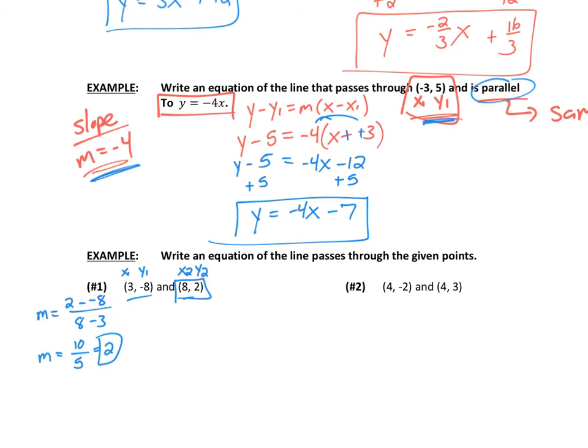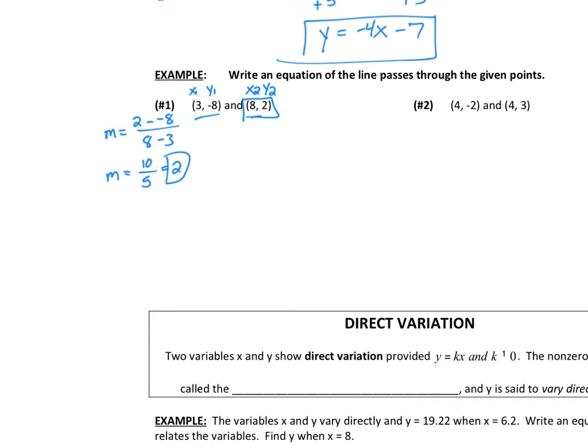Okay, and then the next part, we had to find the slope. So the slope is 2, because we did x1, y1, x2, y2, and we plugged in our slope equation. And don't forget the slope equation is y2 minus y1 divided by x2 minus x1. Once we have our slope, we can pick a point. I'm going to pick the second point. You can pick either one. Either one will work.